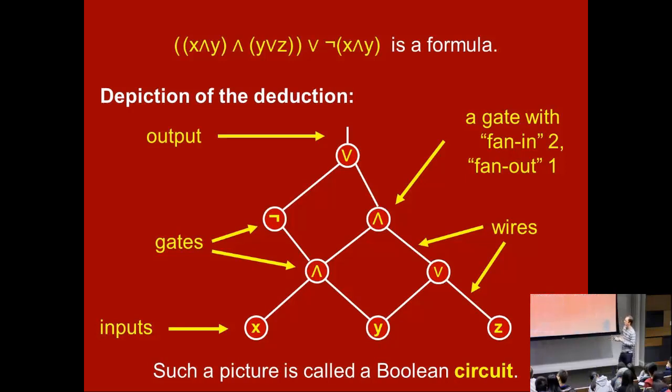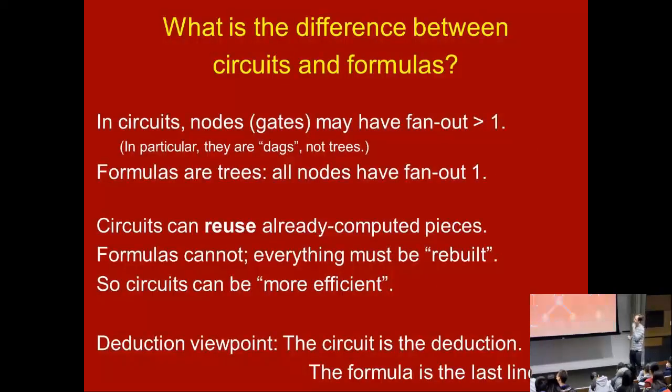You can see an example of that here. We have x and y. We needed to build it twice. So because of that, circuits can be more efficient. And from a deduction viewpoint, this is a bit subtle, but it's a nice thing to think about. If you deduce a formula, the formula is the last line. It's what you deduced. And the circuit depicts the actual deduction itself.